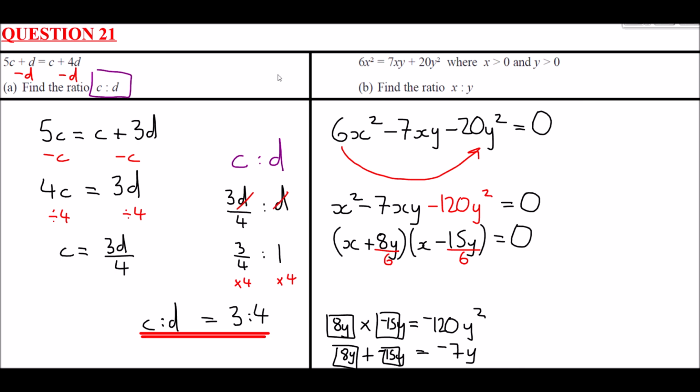What we do next is simplify these fractions if we can. So 8 over 6 we can simplify. 8 sixths simplifies to 4 thirds. So I can call that 4y over 3. And 15 over 6, I can divide 15 and 6 by 3. So that simplifies to 5y over 2.